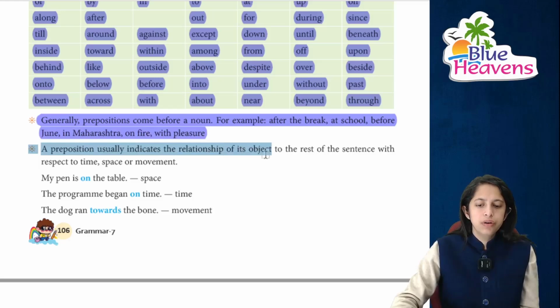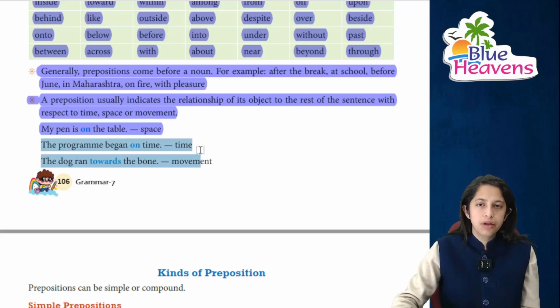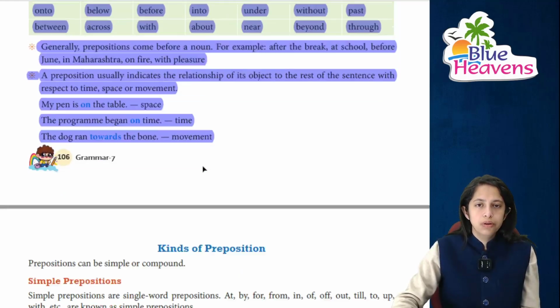A preposition usually indicates the relationship of the object to the rest of the sentence with respect to time, space and movement. We all know the pen is on the table. This is space. The program begins on time. Of course, this is time. The dog जो है, it ran towards the bone. This is the movement, right?